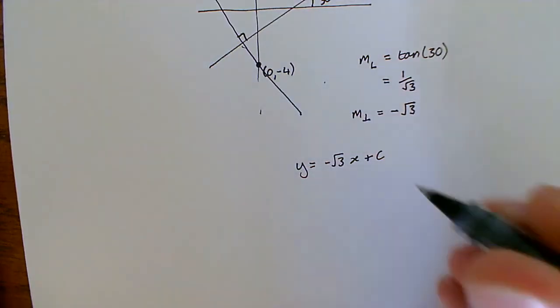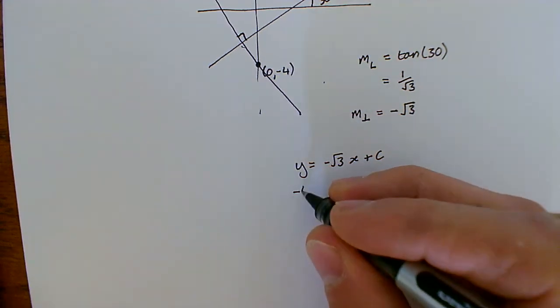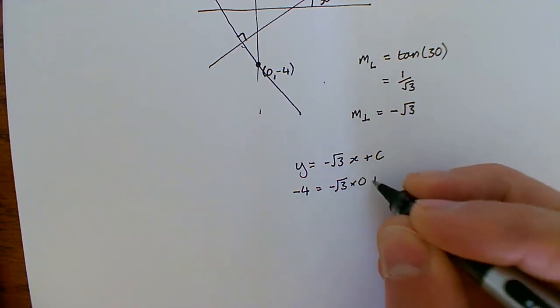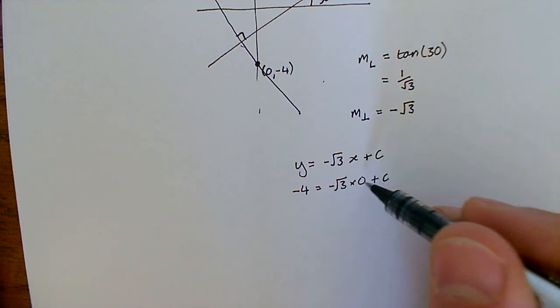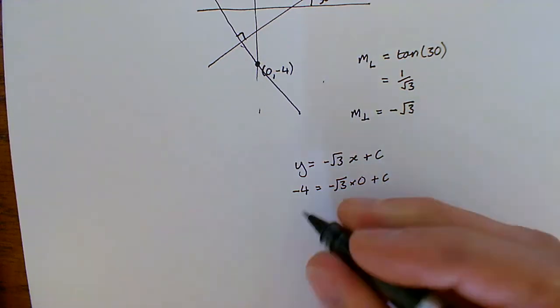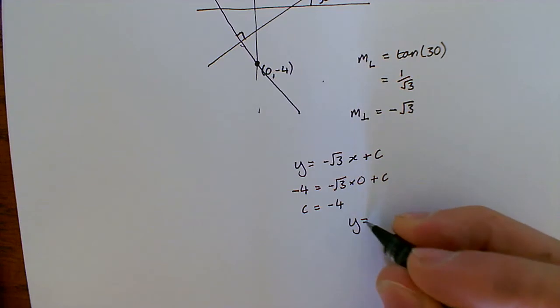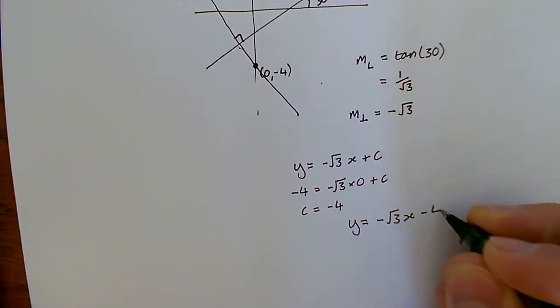Now I'll point something out in a second, which is a nice little shortcut we can take here, but let's pretend we haven't spotted the shortcut and just do it the long way, and then see why we didn't need to. Here that gives us nothing, so c equals minus 4. And so y equals minus root 3 x minus 4.